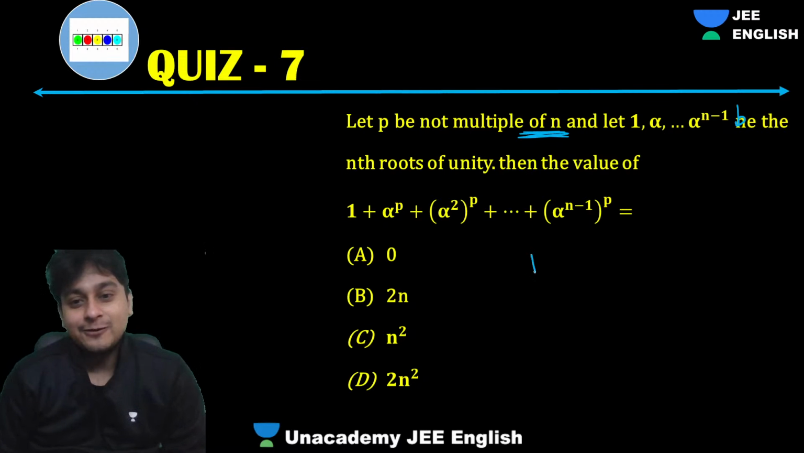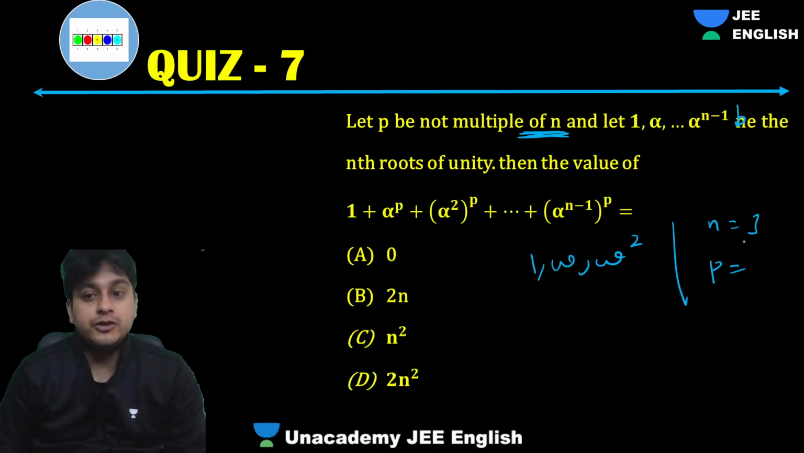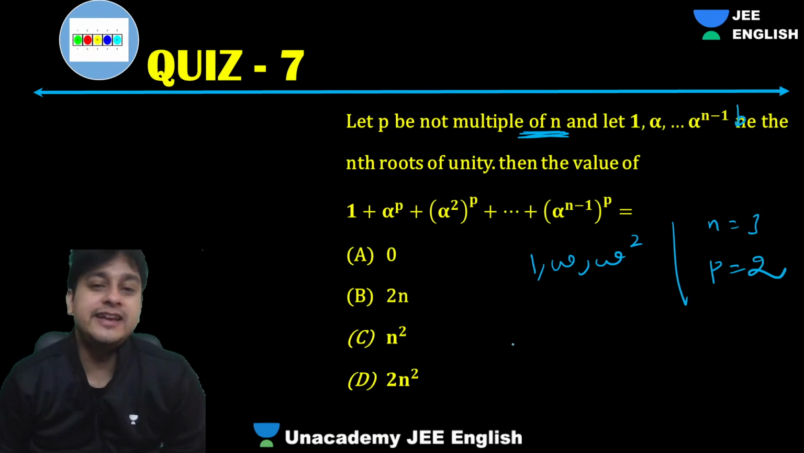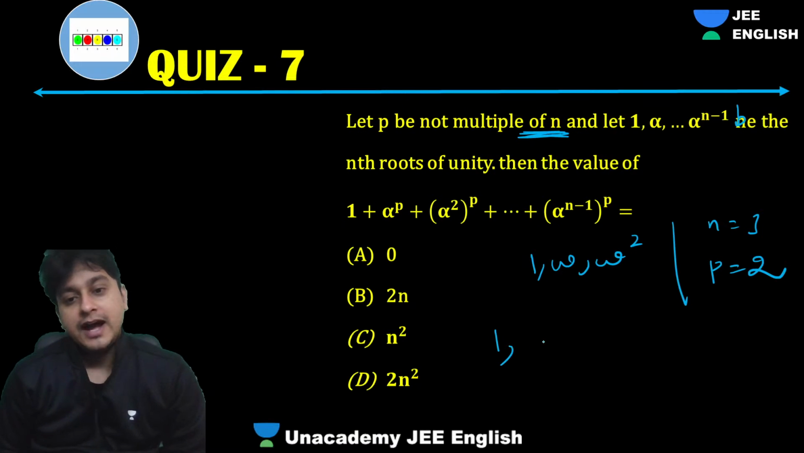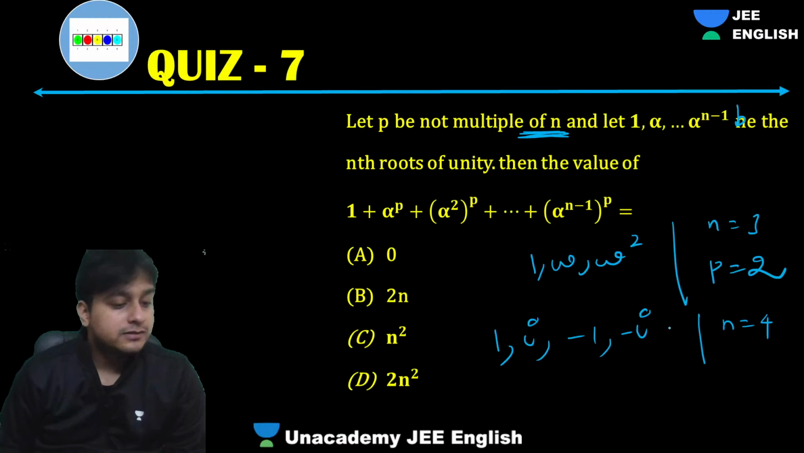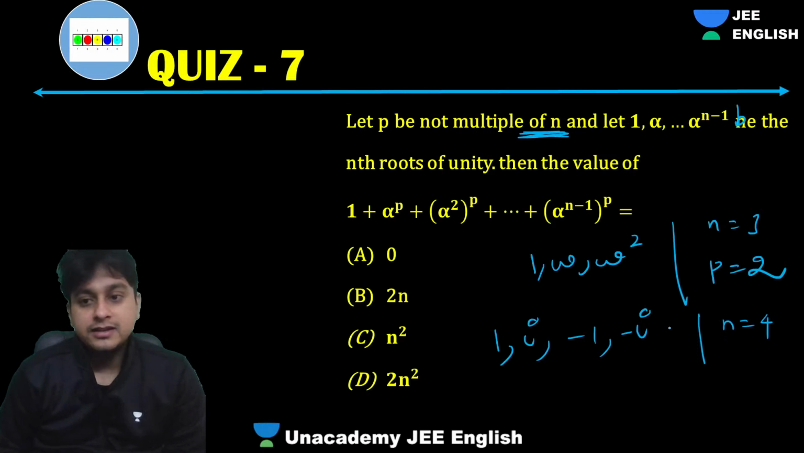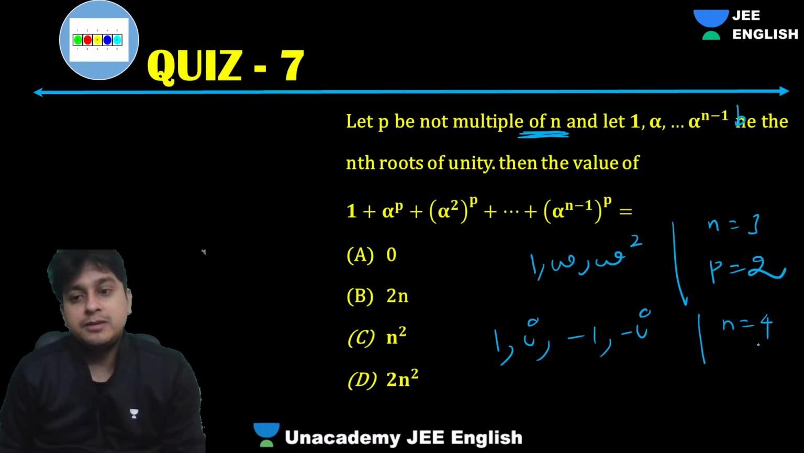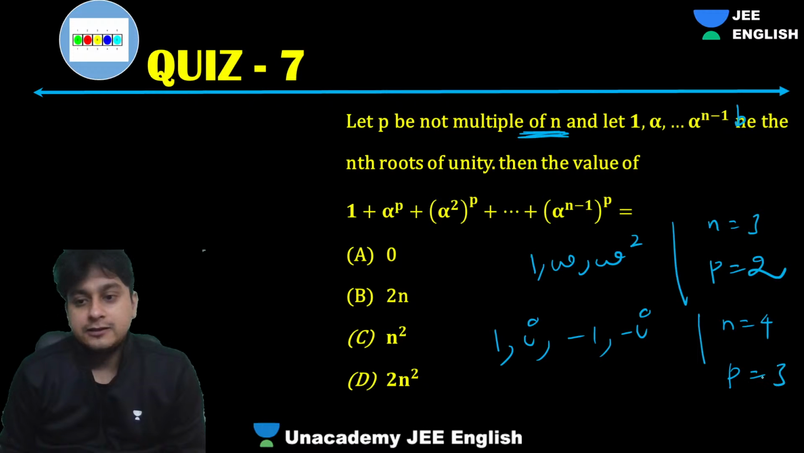So guys, again same logic, right? You can again take 1, omega and omega square, keeping n equals to 3, and then your p should not be a multiple of n, so you can take it as 2. You guys would be wondering, sir, take another example. Chalo, I'll take another example. I'll take 1, iota, minus 1 and minus iota. What is the value of n? N is 4, right? P you can take as anything which is not a multiple of 4. Let's take p as 3.